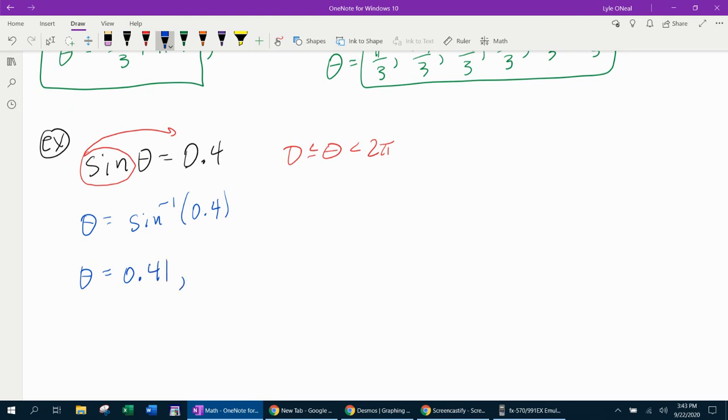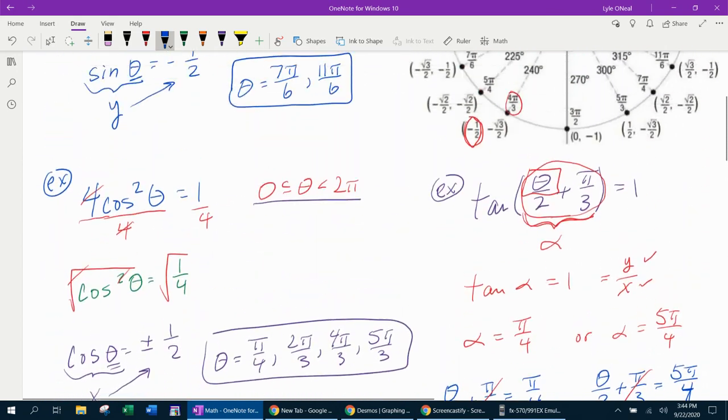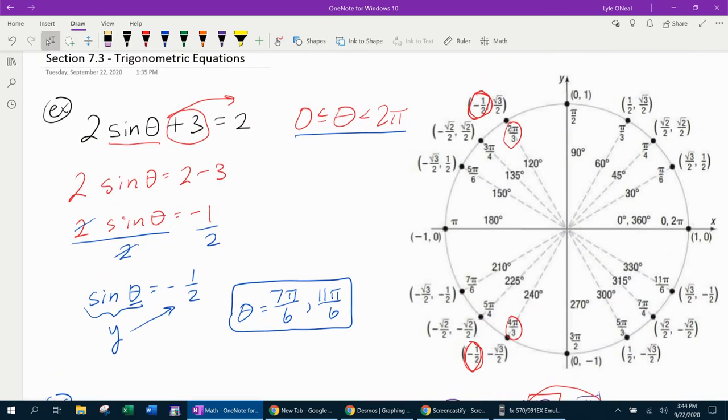Now there will be another angle, okay? Because in the unit circle, y has a positive outcome in 2 quadrants. There are 2 quadrants where angles have a positive y coordinate. And if we scroll back up to our unit circle, we can see that y values are positive in the first and second quadrant.